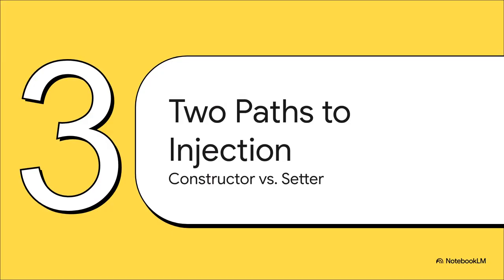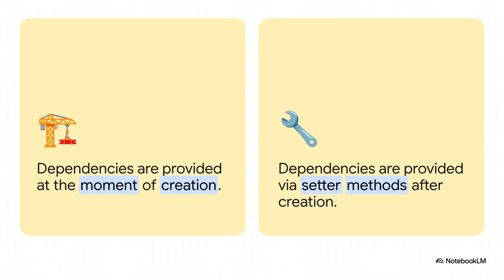So, we get it. Spring handles the injection. But how? How does it actually happen? This is where we get to the heart of the matter. The two main ways Spring gets this done. You've got constructor injection on one side and setter injection on the other. And yeah, they both get the same job done. But the choice between them, well, it all comes down to one single critical difference. And this one idea really changes everything.